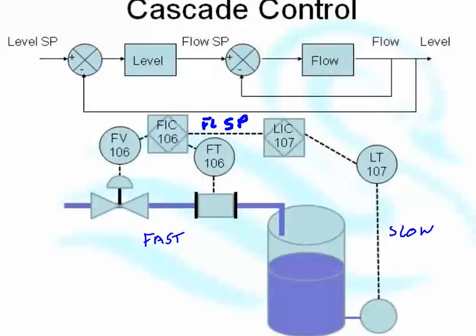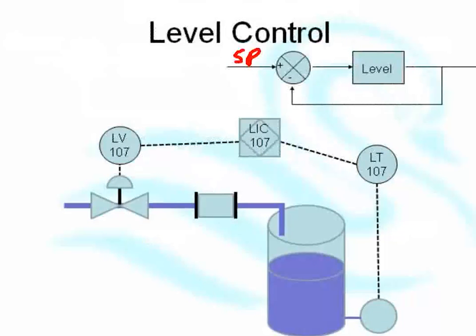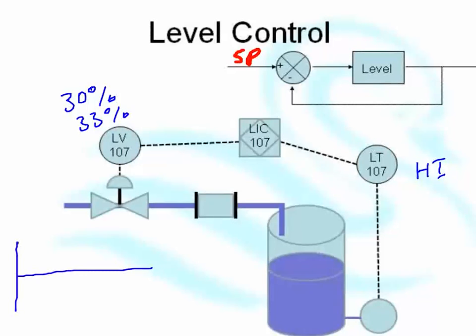If we had just a pure level loop, let's just go back to the level loop. If someone comes along and services the valve, so that the valve starts acting a lot more efficiently, and the level transmitter says the level's a little bit high, open the valve, and the valve, say, opens from 30% to 33%. Then, because the valve is acting more efficiently now, we're going to overshoot.